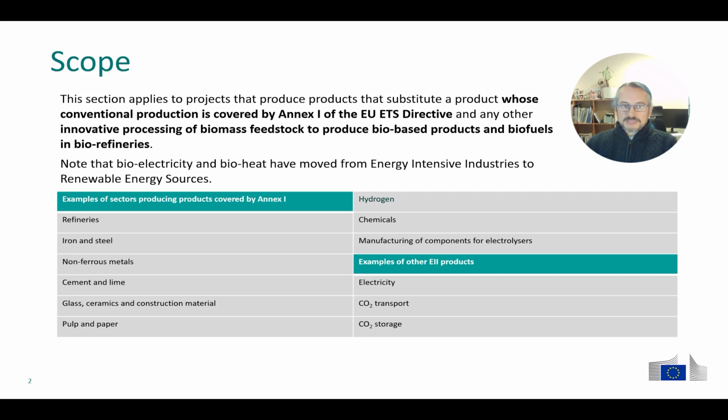And you can see here some examples of sectors that produce products that are covered by Annex 1 of the ETS Directive and therefore would fall under energy-intensive industries. Projects in refining, in iron and steel, in non-ferrous metals, cement and lime, glass, ceramics and construction material, pulp and paper, hydrogen production, chemicals, and the manufacturing of components for electrolyzers. Other EII products include electricity, carbon dioxide transport, and carbon dioxide storage.